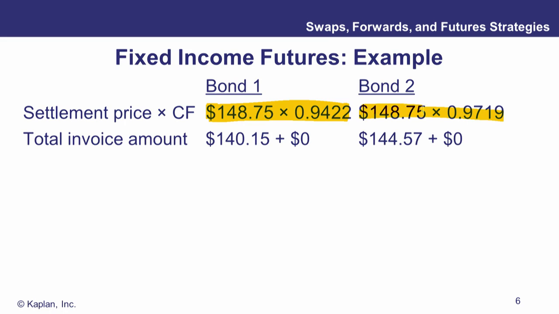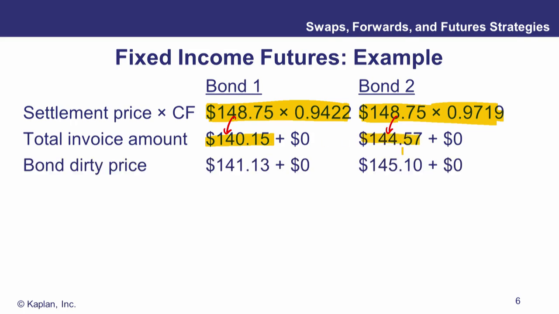And then for bond 2, it's similar. 148.75 is still the settlement price of the futures contract, but that bond has a slightly different conversion factor, 0.9719. Now, the total invoice amount is given by multiplying those two together. That's how we get these numbers here. All right, and that's the net orange amount that's coming in. We are assuming, of course, that accrued interest is 0.